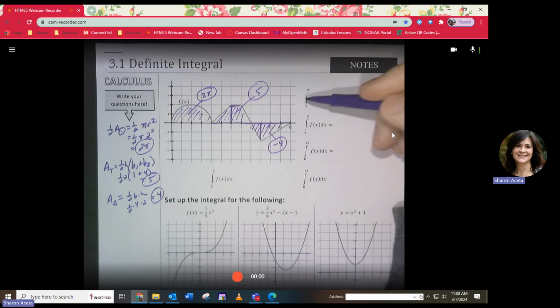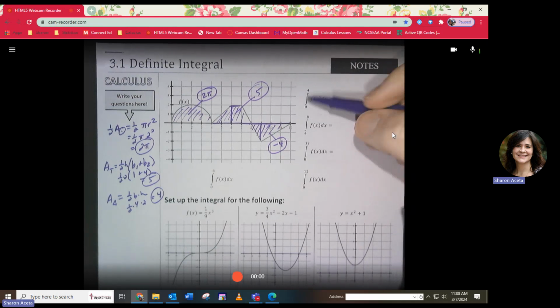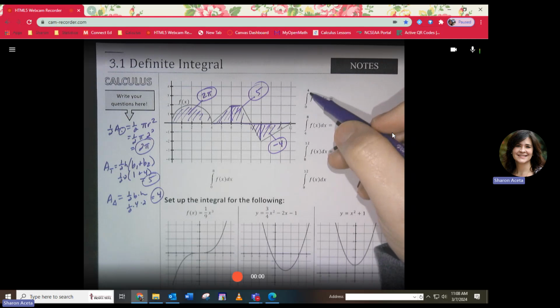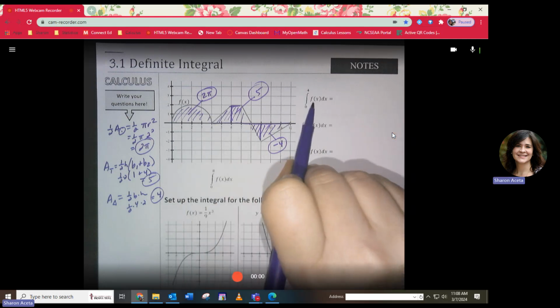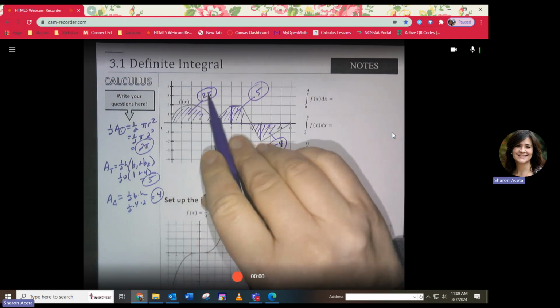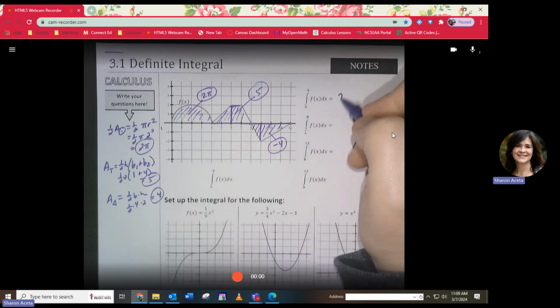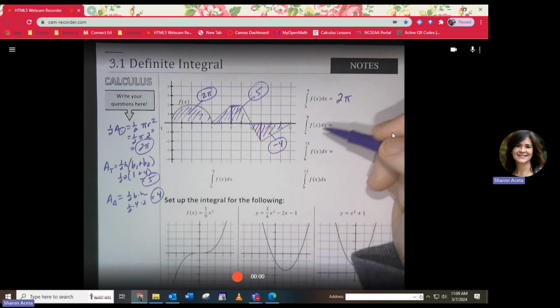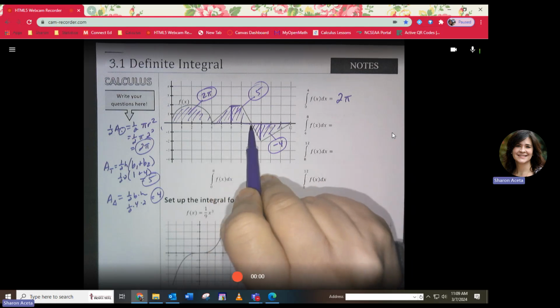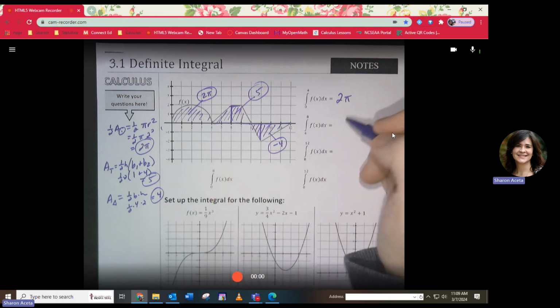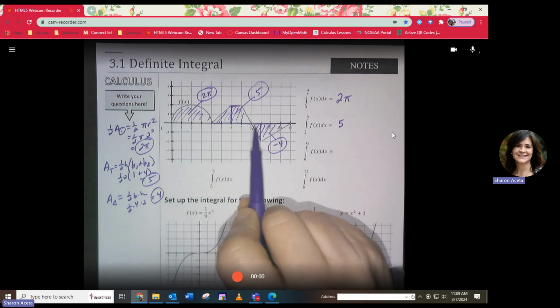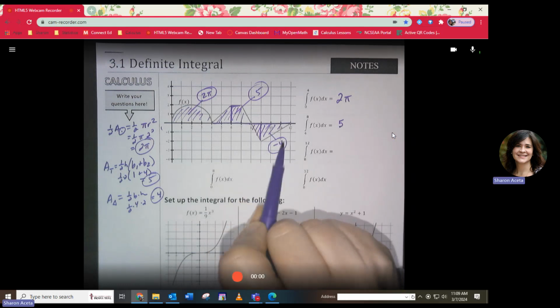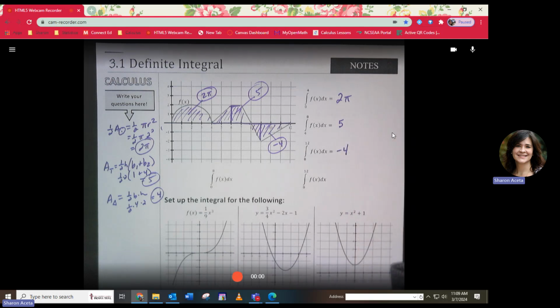So when we go to answer these definite integrals right here, if I asked, what is the area of the function from 0 to 4? Well, that would be the half semicircle, which is 2 pi. From 4 to 8, that would be the area of the trapezoid, which is 5. And from 8 to 12, that is the upside down triangle, and that area is -4. Again, area is not negative, but its position on this graph is negative.